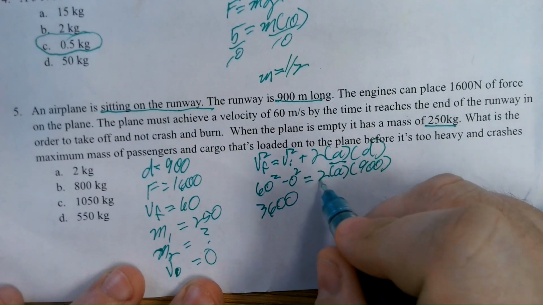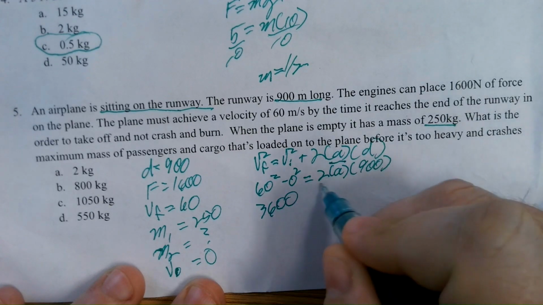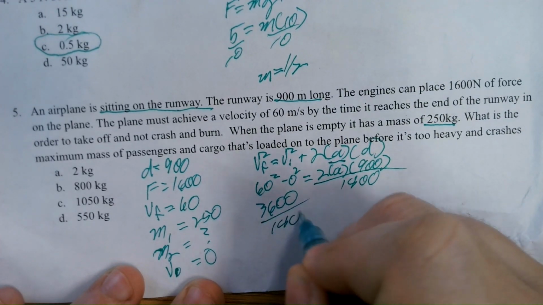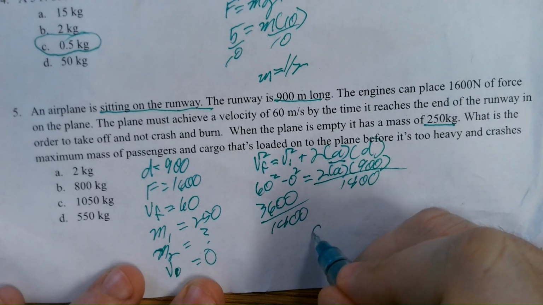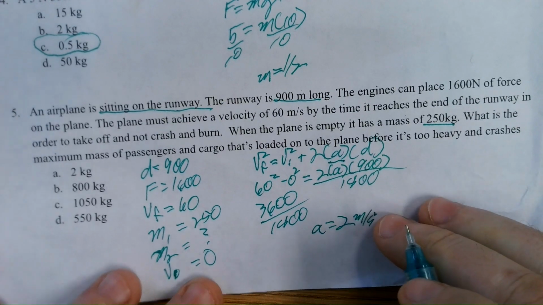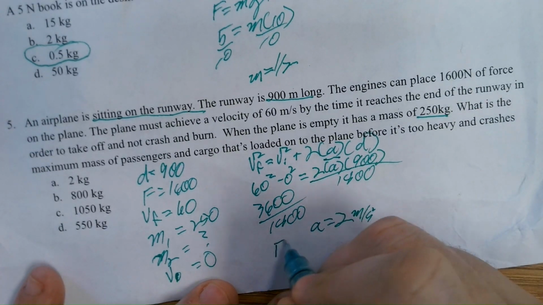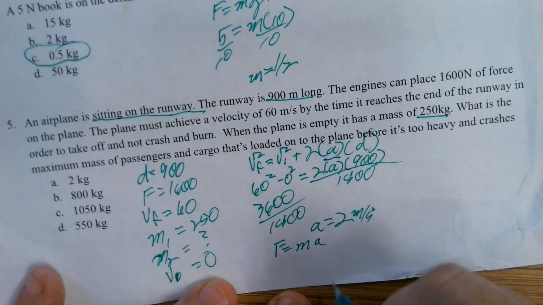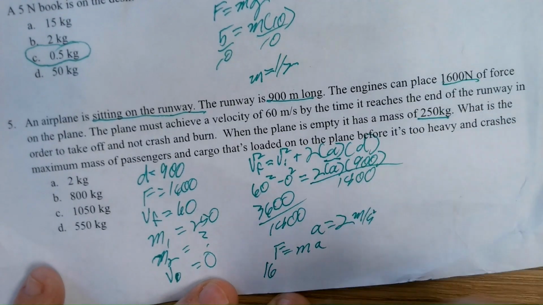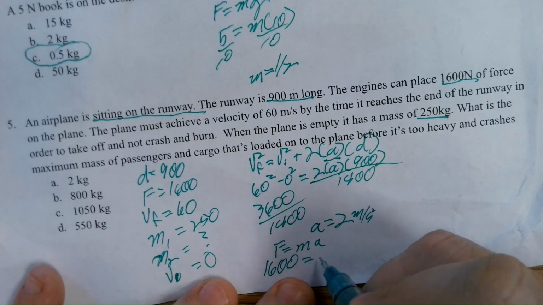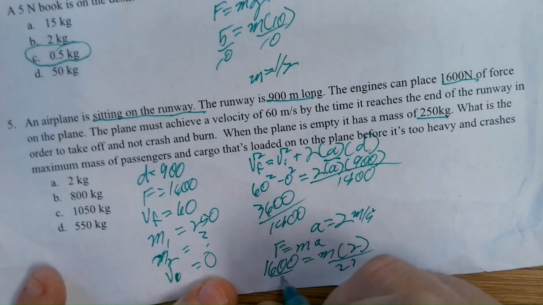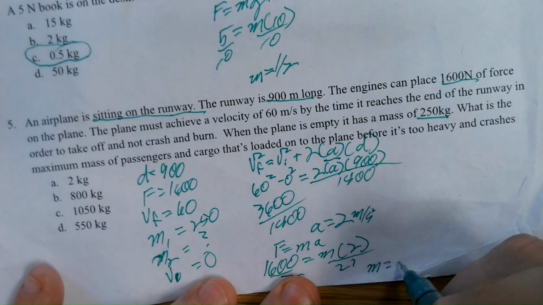And we are 2 times 900 is going to be 1800. Divide both sides by 1800, and we are going to get the acceleration is 2 meters per second squared. So now I need my force equation. Force is going to equal mass times acceleration. My force, which we know that's given in our problem, is 1600 equals mass times 2. Divide both sides by 2. That gives us a mass of 800.